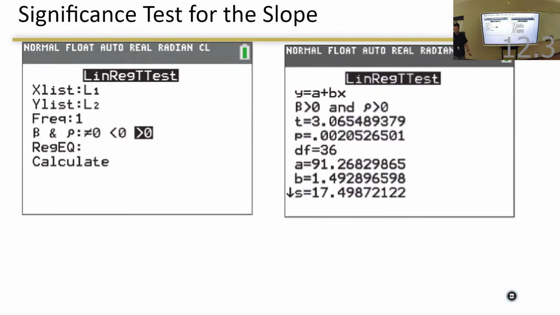Your calculator will do these if you have to. You can put your X's in L1 and your Y's in L2, and then you can do a LinReg T test. We actually did that in chapter 2 so that we could get this S value. There's the T-score, there's the P-value, there's the DF, there's the a value, there's the b value, there's the S value, and if you go down further, it gives you some other stuff.